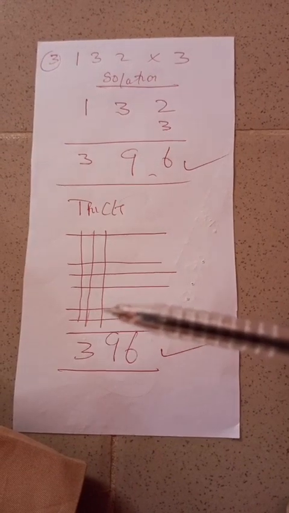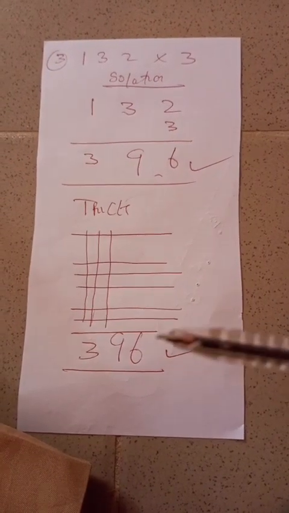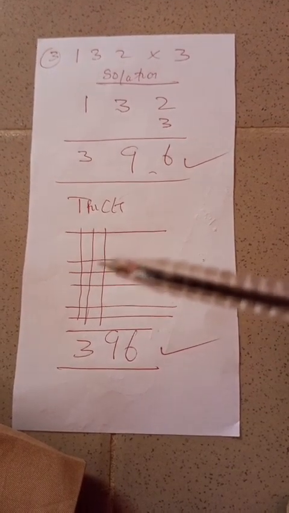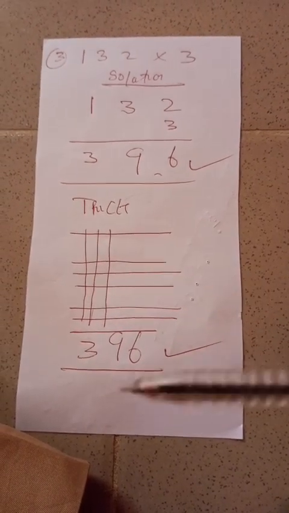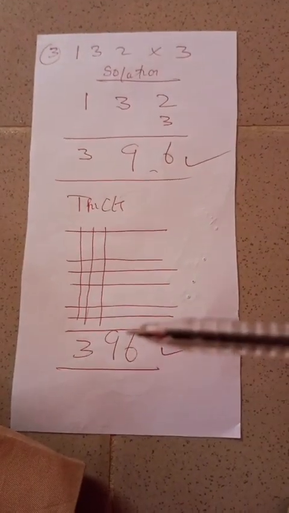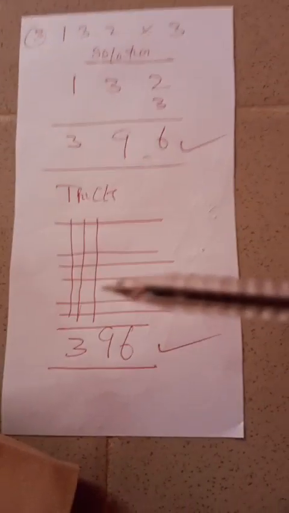1, 2, 3, 4, 5, 6. 6 points. 1, 2, 3, 4, 5, 6, 7, 8, 9. 9. The last one, 1, 2, 3. Still 396. The answer still remains the same.